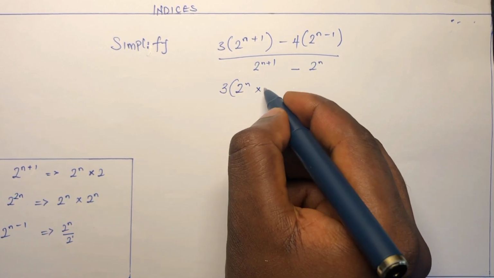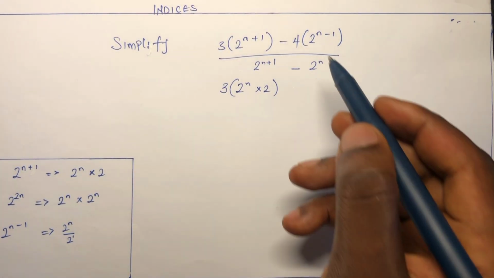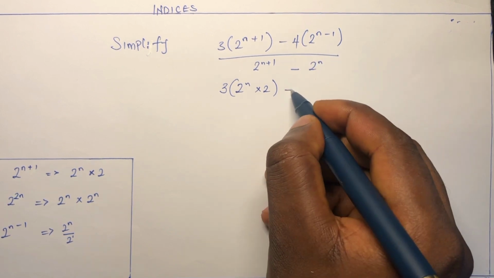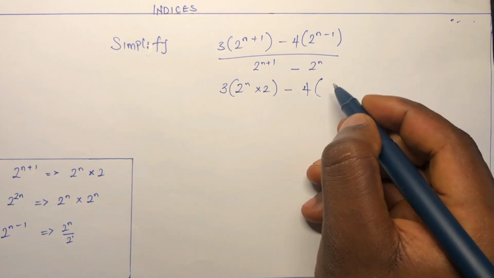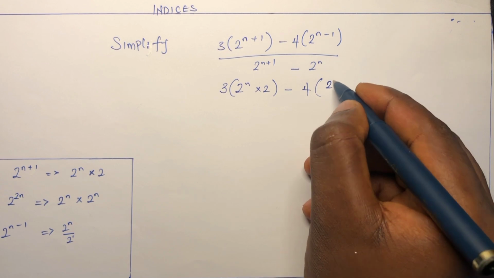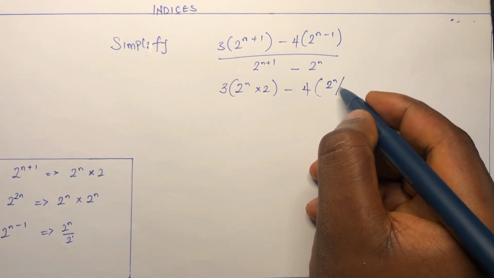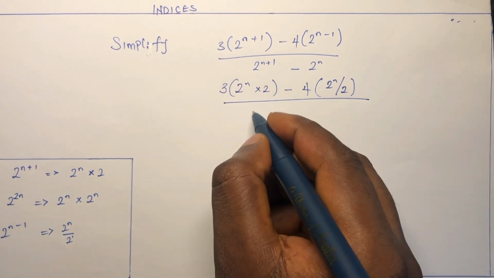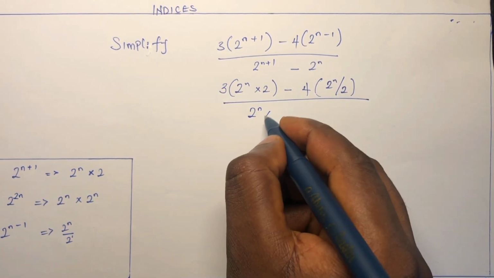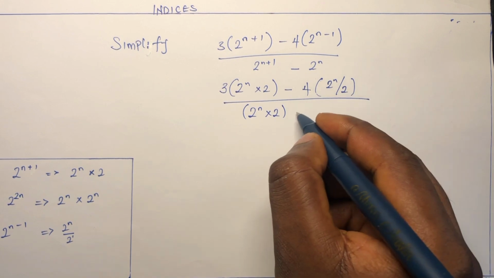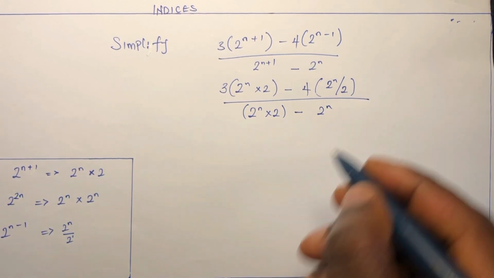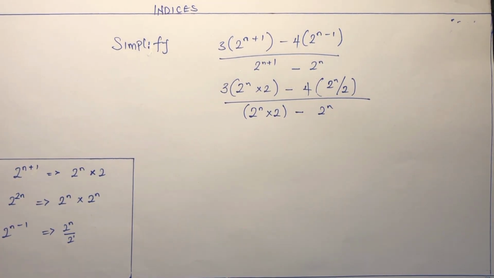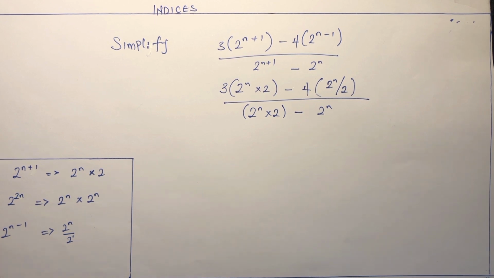2 power n times 2. Now, exactly the same thing applies here, right? So minus 4 to the power of 2n divided by 2, all divided by 2 power n times 2 minus 2 power n. So this is what we have.